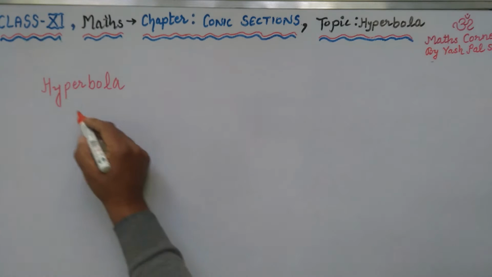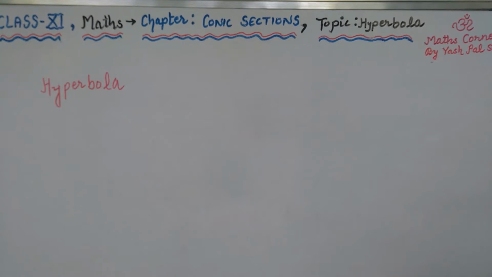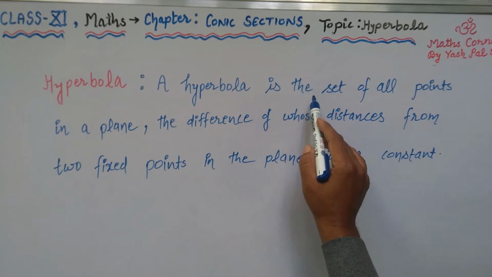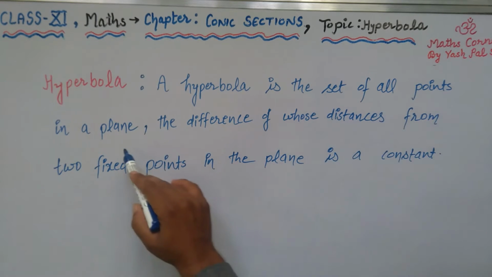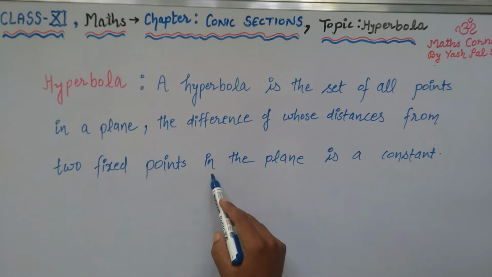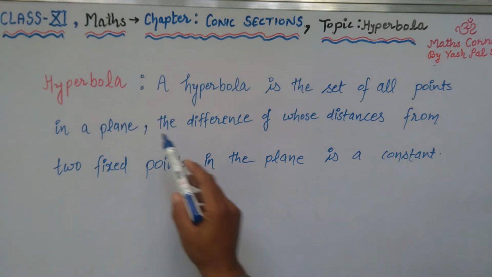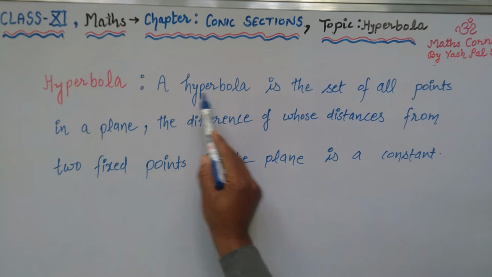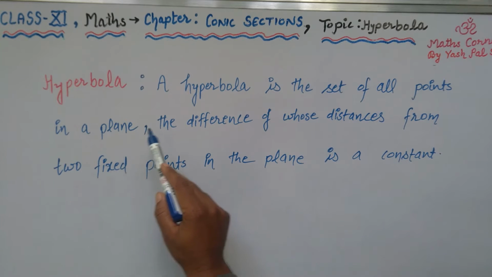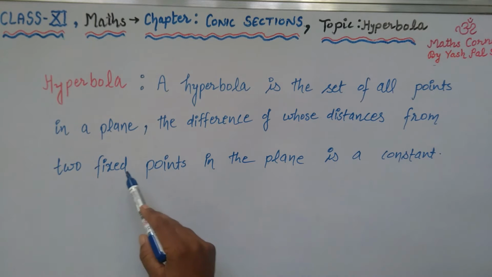What is a hyperbola? The definition is: a hyperbola is the set of all points in a plane, the difference of whose distances from two fixed points in the plane is a constant. Right? So again I am reciting the definition. What is a hyperbola? A hyperbola is the set of all points in a plane, the difference of whose distances from two fixed points in the plane is a constant.